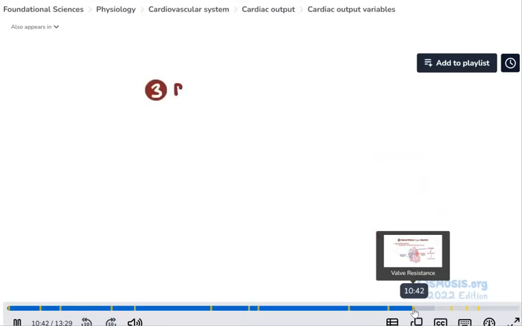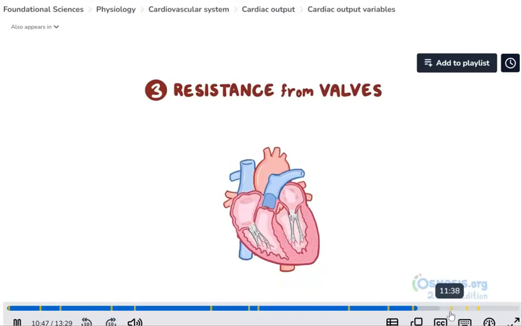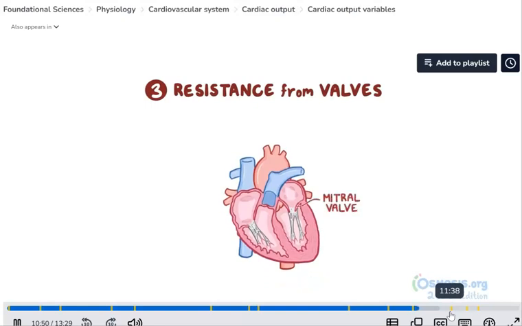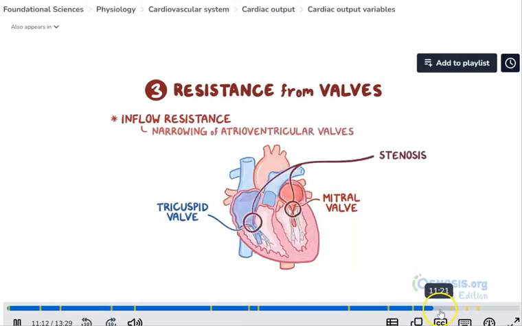Okay, next up, there's resistance from valves. This refers to the inflow valves that connect the atria and the ventricles, such as the mitral valve on the left and the tricuspid valve on the right, and the outflow valves which connect the left and right ventricle to the aorta and the pulmonary artery, respectively. Inflow resistance is created by the narrowing of atrioventricular valve openings such as mitral stenosis and tricuspid stenosis. This results in decreased filling of the ventricles and therefore decreased preload.